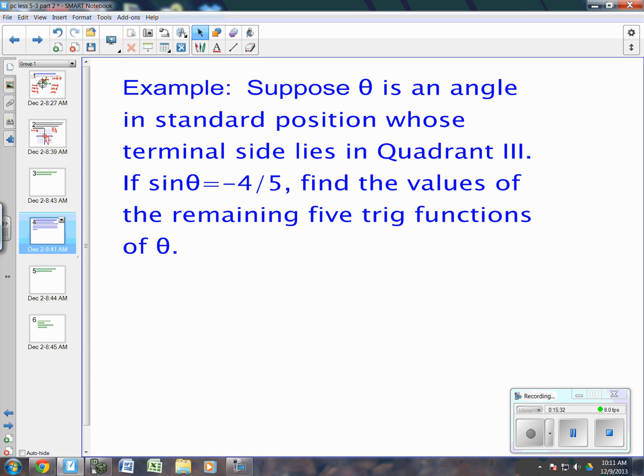Suppose theta is an angle in standard position whose terminal lies in quadrant 3. Okay, it's telling you what quadrant it's in. If sine of theta equals negative 4/5, so this time it's giving you the sine, find the values of the remaining 5 trig functions. I'm going to see if you guys can figure this out in your groups. Okay, in your groups, see if you can do this one.